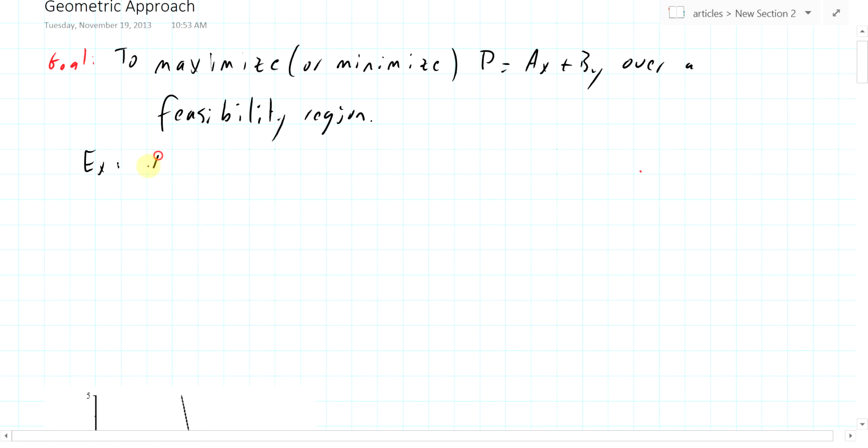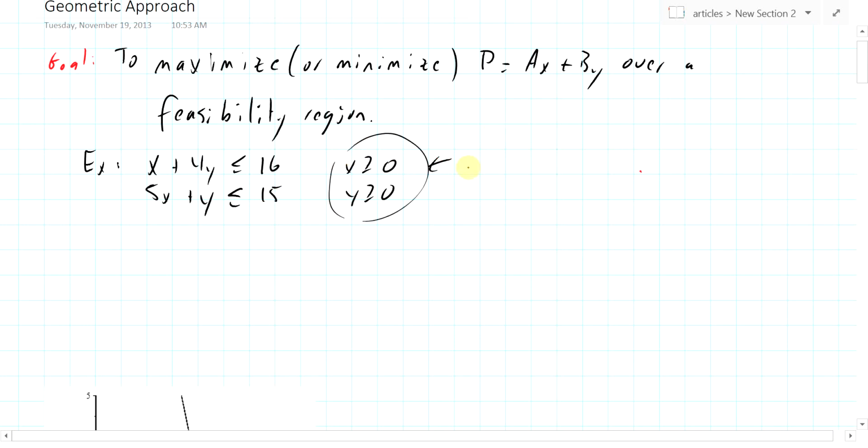consider the inequalities x plus 4y less than or equal to 16, 5x plus y less than or equal to 15, x greater than or equal to 0, y greater than or equal to 0. So that's a set of constraints. We know how to graph these things now. Whatever's going on is in the first quadrant. Here are 2 lines. You graph the 2 lines. You find out which side to shade, and that gives you some region in the plane. These can be taken as constraints.